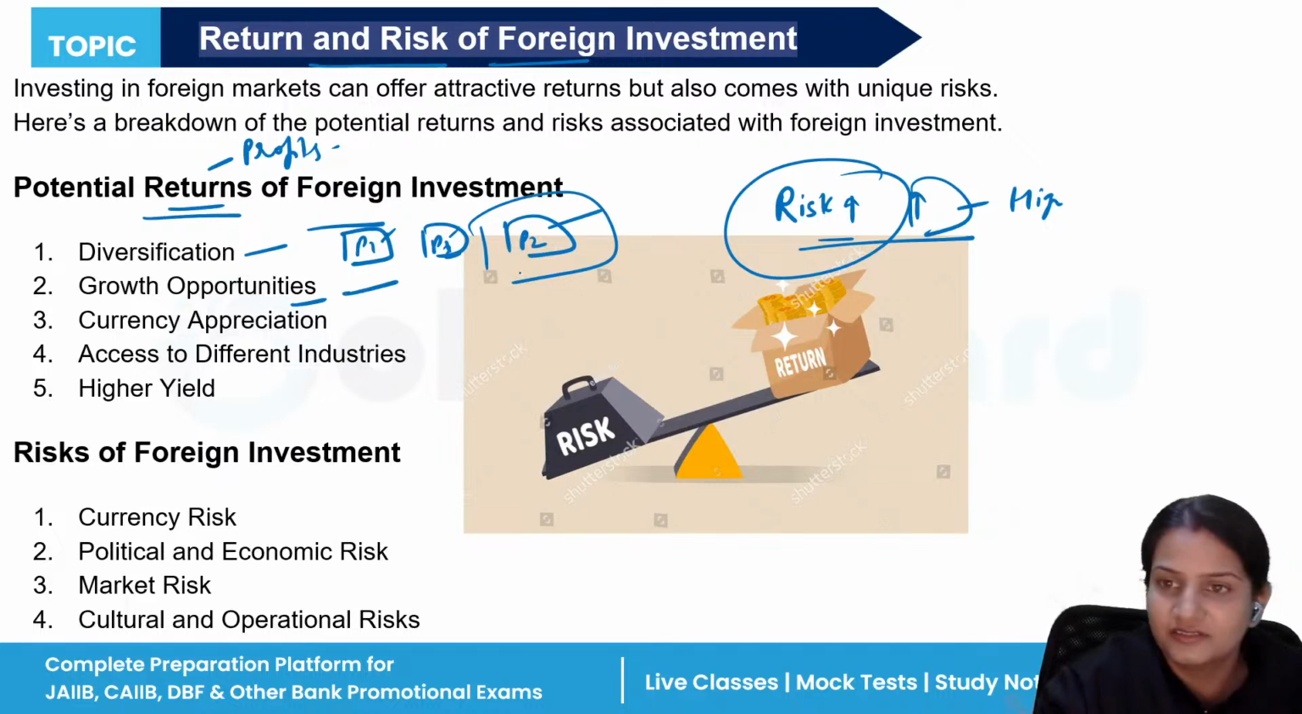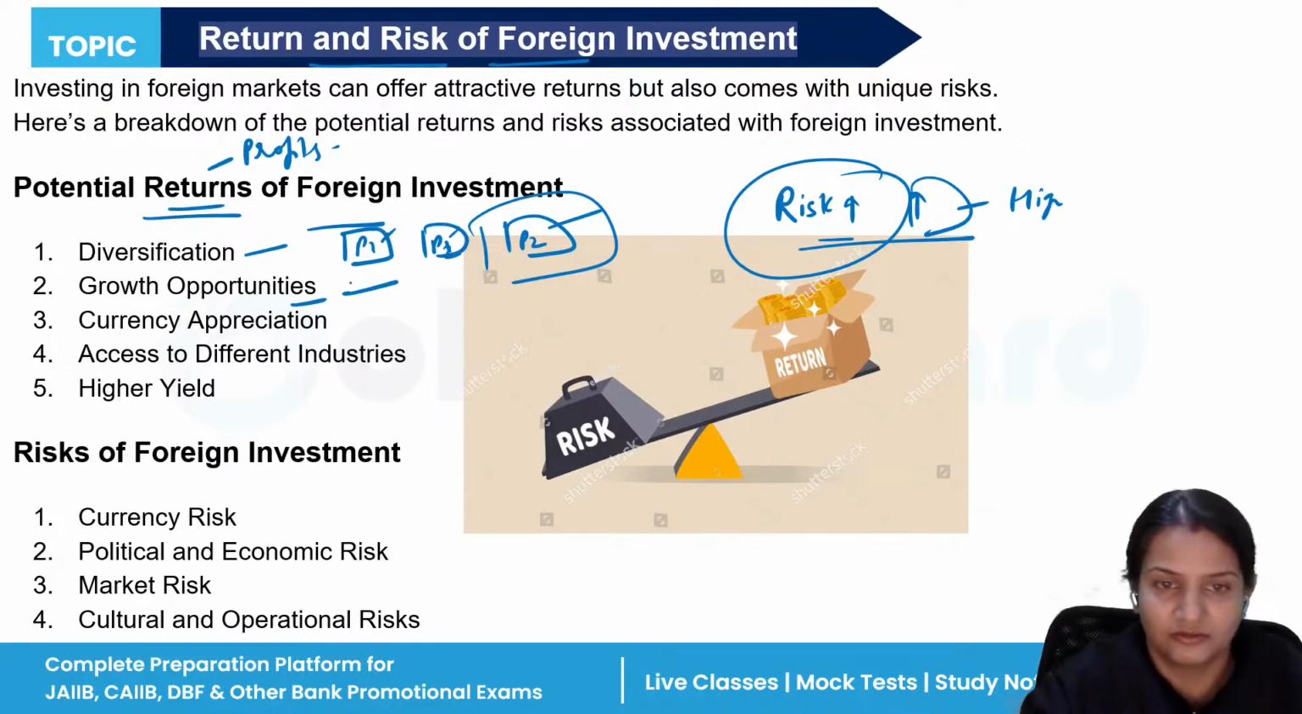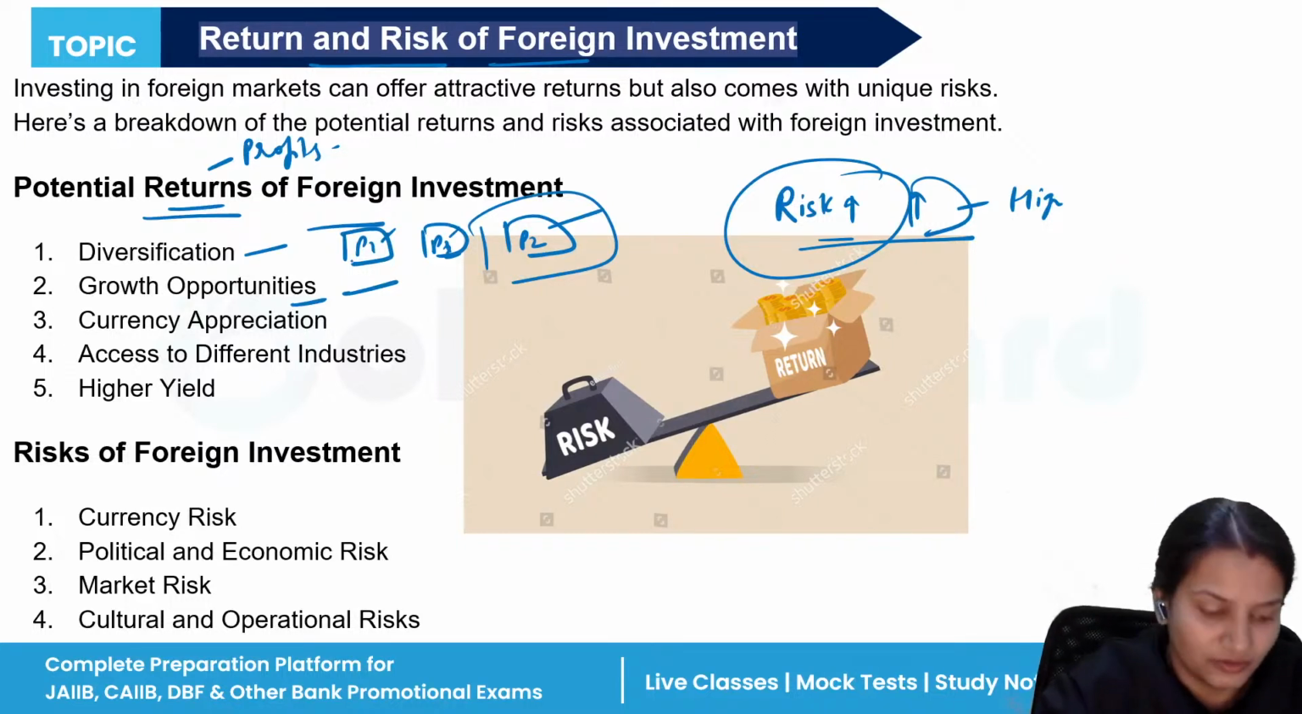Growth opportunities, yes, definitely. If we are investing in any foreign country, returns will be high, because according to the rate of that country, we are getting the return. So our country's money is less than the foreign country's currency. So there will be growth opportunity.